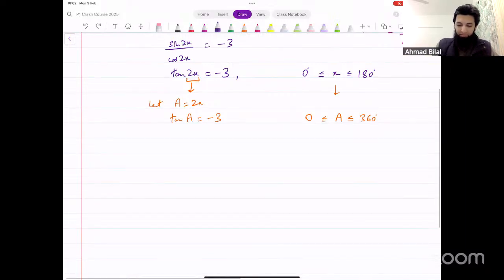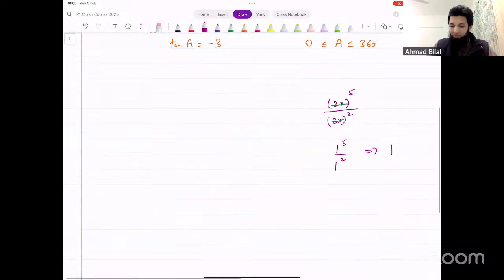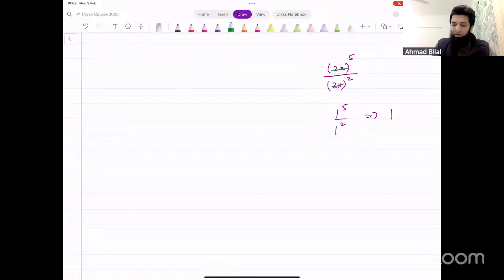Okay, so that's equivalent to saying something like this. If you have, for instance, 2x whole raised to the power 5 divided by 2x whole power 2, can we say just cancel out the 2x and cancel out the 2x here, so that you're left with 1 raised to the power 5 over 1 squared, and that leaves you with 1? Does that make sense? We cannot do this cancellation because 2x has this power 5 that we have to evaluate. In the denominator, we have this power 2 that we have to evaluate.